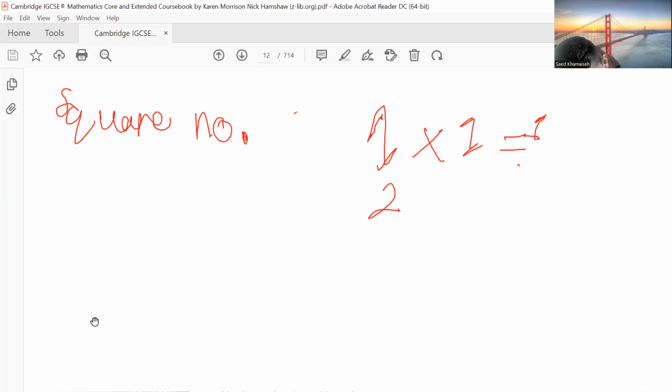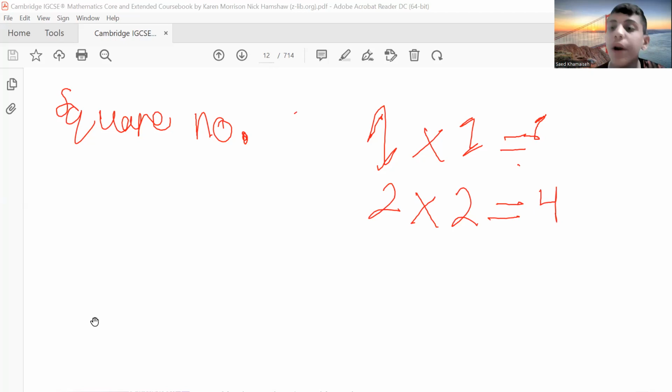2 times 2 equals 4. So now the 4 is a square number. That is all. I mean, a number that is multiplied by itself is a square number. Or in another word, we can write it like that, with a square above it. It is a square number.